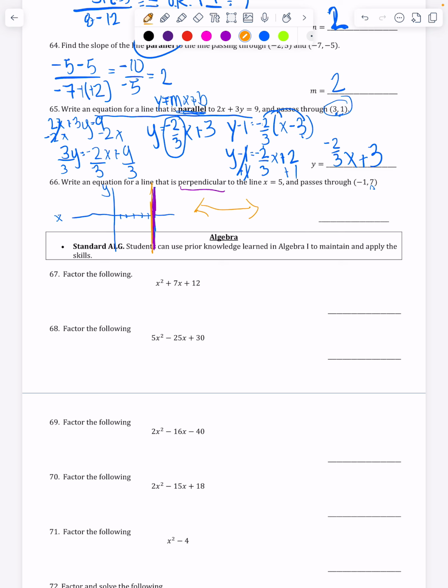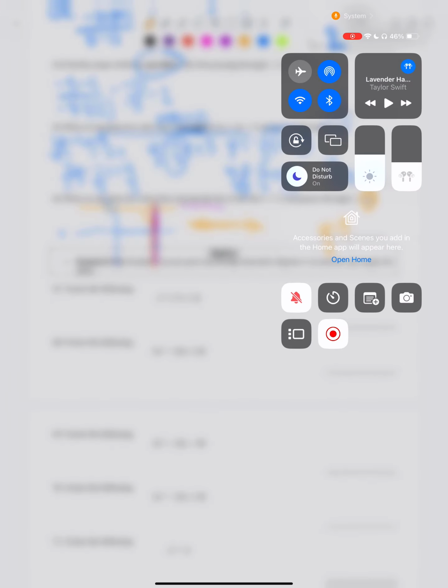So if it goes from right to left, that means it's going to cross through our y-axis. So we look at our y value, which is 7, and we would simply be able to write y equals 7 for our equation. And if we were to go up and count up about 7 and draw that line, we would see that, yes, they would be perpendicular. Okay, so that is it for Unit L, and then I'll be back with algebra.